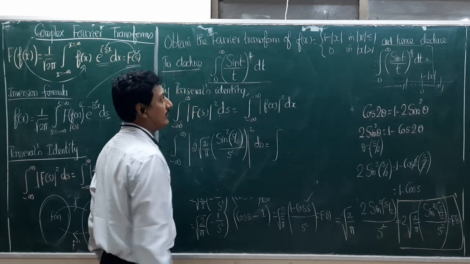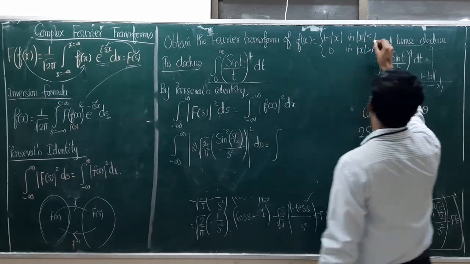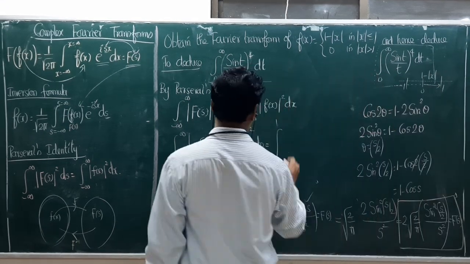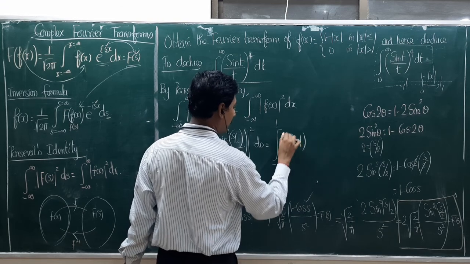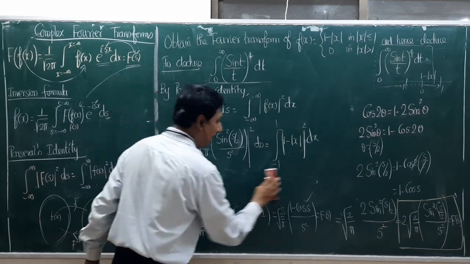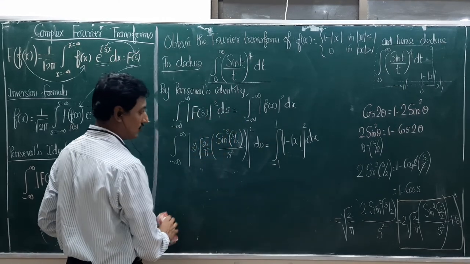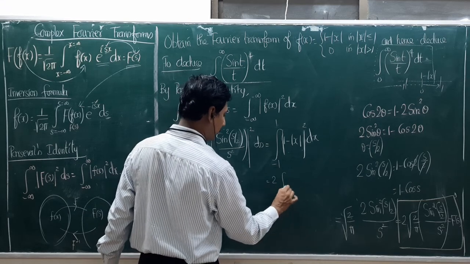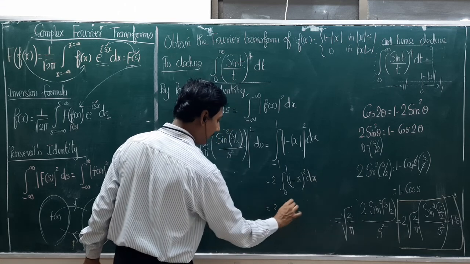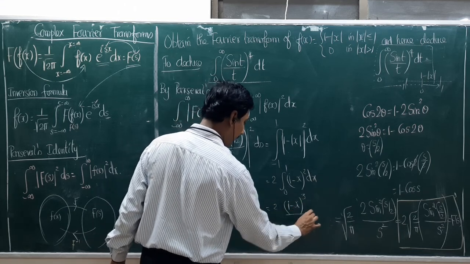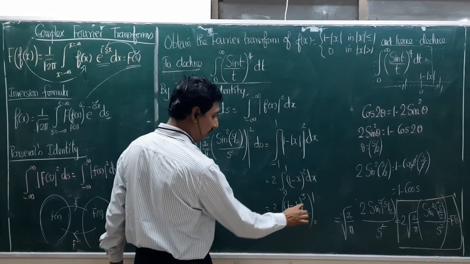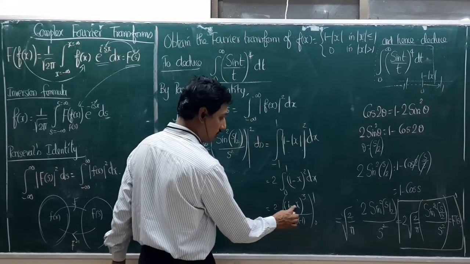In the right hand side, f of x is defined for mod x less than or equal to 1, that means minus 1 to plus 1, of 1 minus mod x, again modulus whole square, dx. As you already know, the modulus function is always even, so this can be twice the integral 0 to 1 of (1 minus x) whole square dx. Once we integrate this, we get (1 minus x) whole power 3 by 3 into minus 1, with limits 0 to 1. Substituting x equal to 1 we get 0, and at x equal to 0 we get 1 by 3.